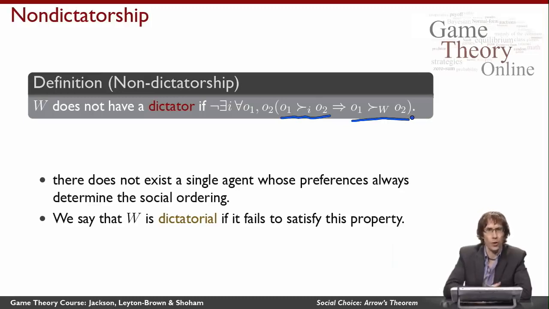So, in other words, a dictator is somebody who simply determines the social welfare function. If it has a dictator, the social welfare function is a function that listens only to one of its inputs, ignores the preferences of everybody else, and simply spits out the one preference ordering that comes from the one dictatorial agent.